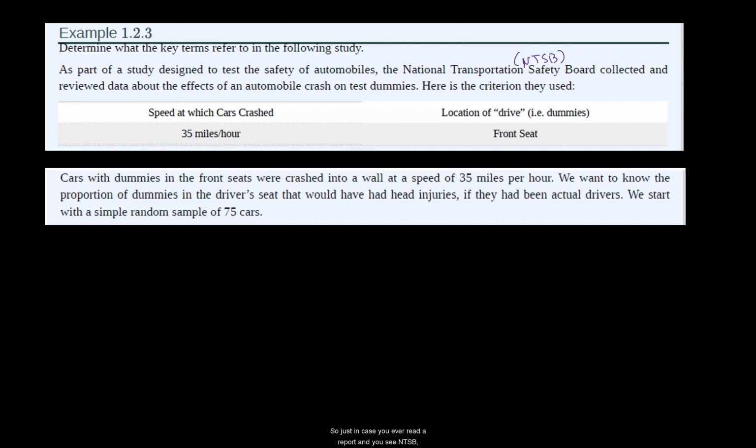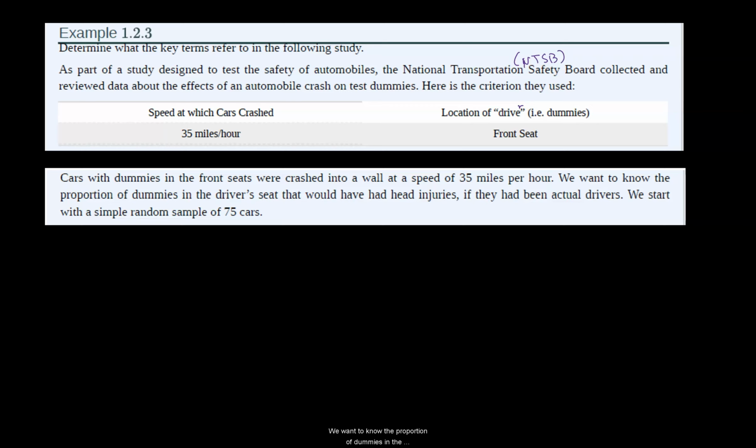So just in case you ever read a report and you see NTSB, they're referring to the National Transportation Safety Board. Criteria they used: the speed at which the cars crashed was 35 miles per hour, and the location of the driver was in the front seat. Cars with dummies in the front seats were crashed into a wall at a speed of 35 miles per hour.